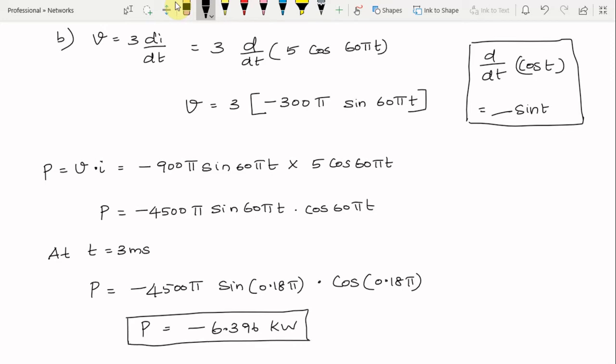This is the value of power for the second condition of voltage that is delivered to the element. Is it actually delivered to the element? This negative sign indicates that the power is supplied from the element.